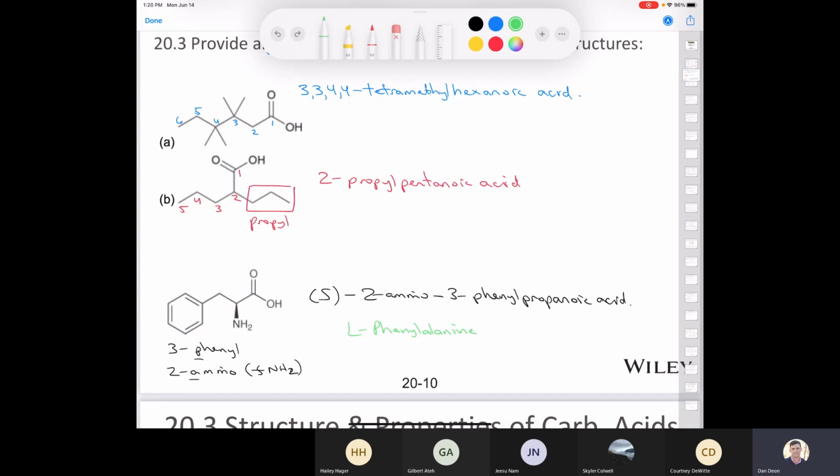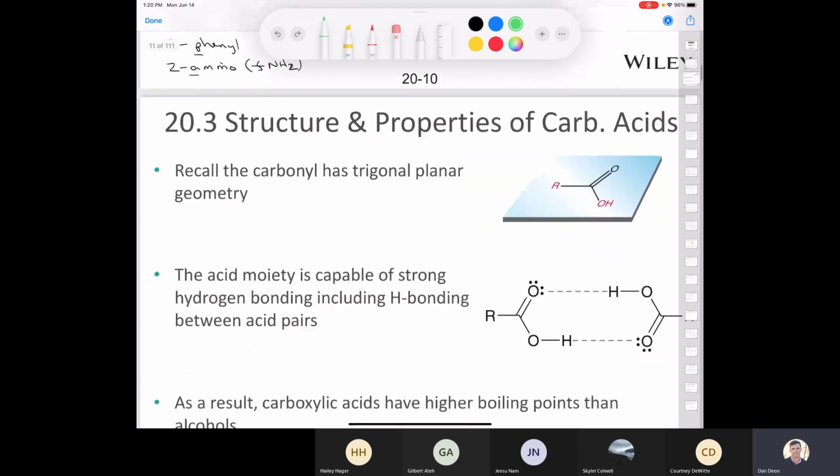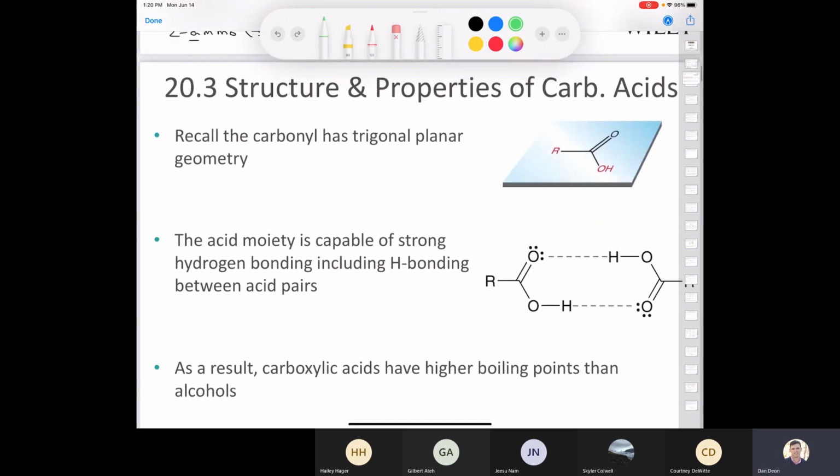Anyhow, all right, let's get back into it here and talk a little bit about the structure and properties of carboxylic acid. You should know that the carbon of the carbonyl group is sp2 hybridized. Therefore, it is trigonal planar, right? Trigonal planar. It's flat as a pancake.